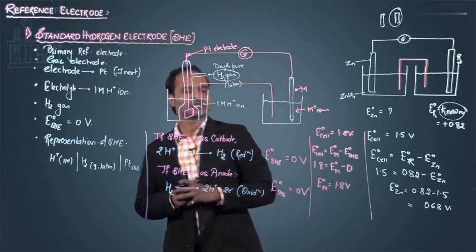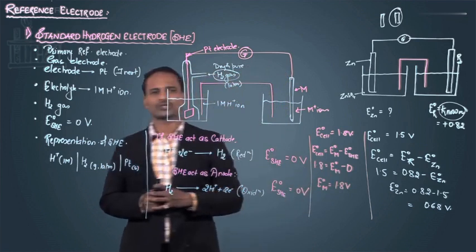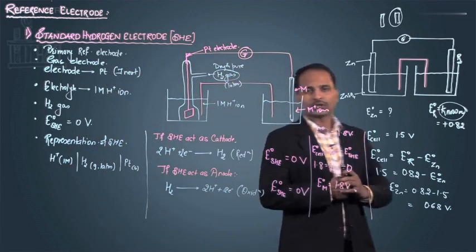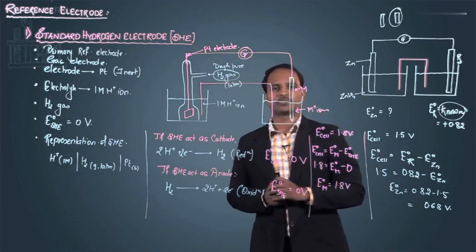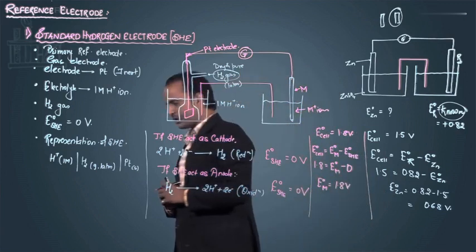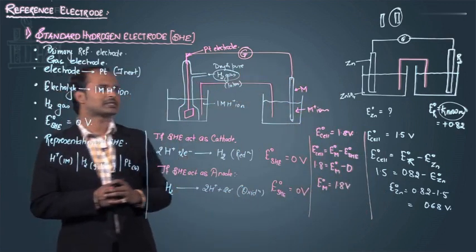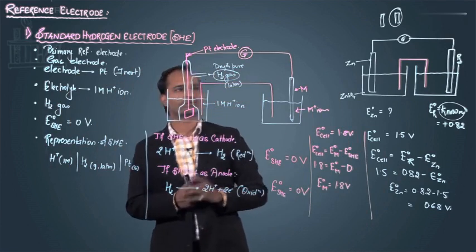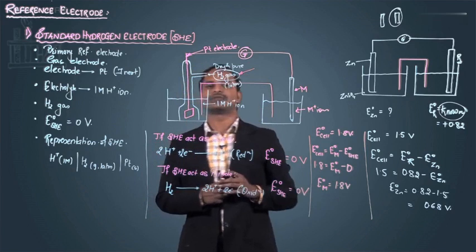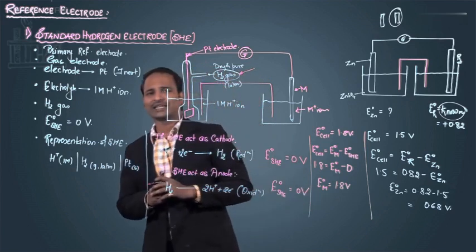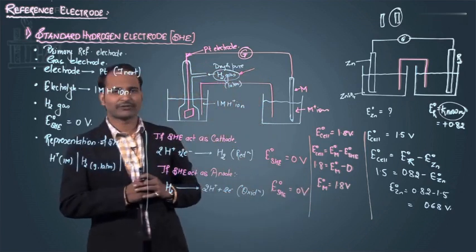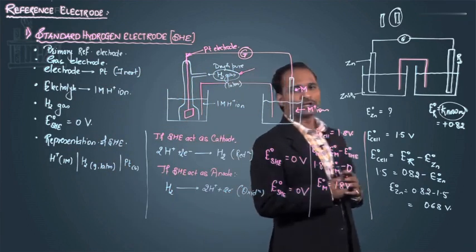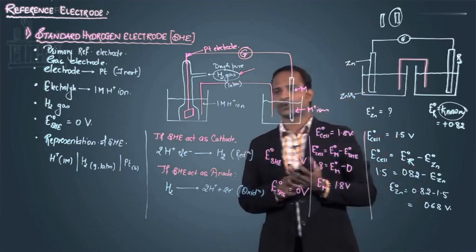So with the help of SHE we can easily calculate the electrode potential of any electrode whose potential is not known. So SHE is, as I said, a primary reference electrode. But while using SHE, there are some problems. In case of standard hydrogen electrode, we have to use pure and dry hydrogen gas. Hydrogen gas is a highly inflammable gas, and getting dry hydrogen gas is a very difficult task. So the use of hydrogen gas is again dangerous.